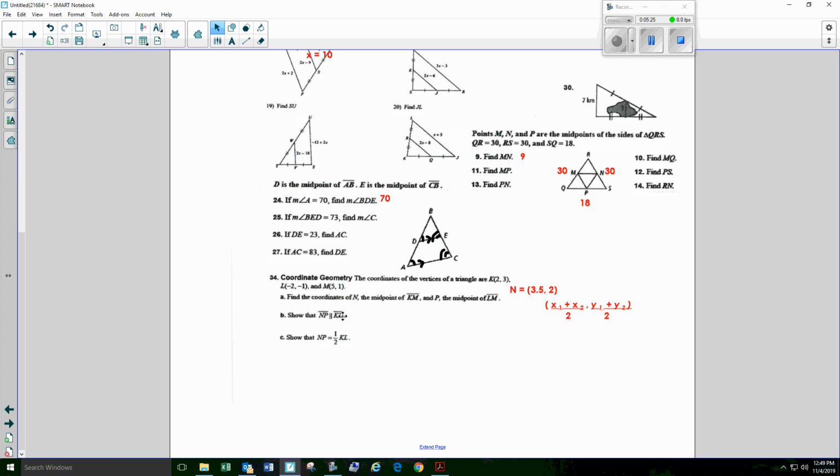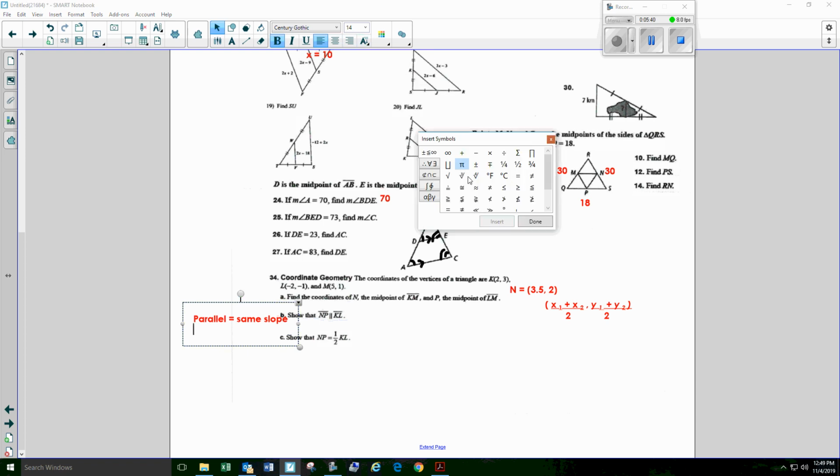Parallel, remember, means same slope. You gotta know that. Parallel, first two words I should be thinking. So if I'm talking about numbers, it is same slope. Remember, slope is change in y over change in x. Remember, you get change from doing subtraction. So I'm subtracting change in y divided by change in x.